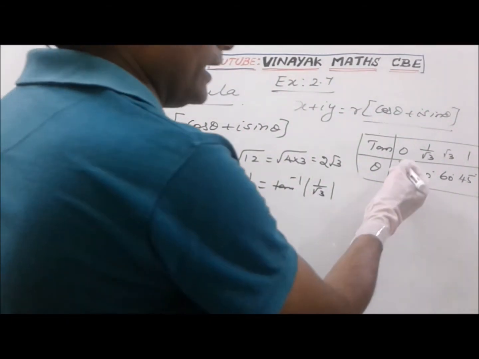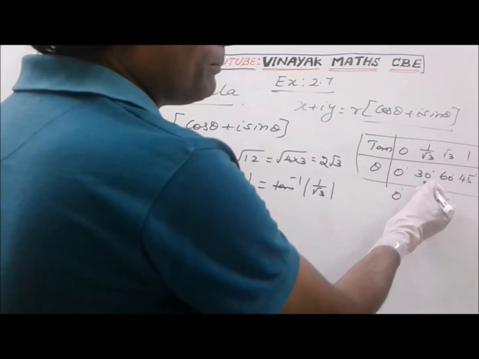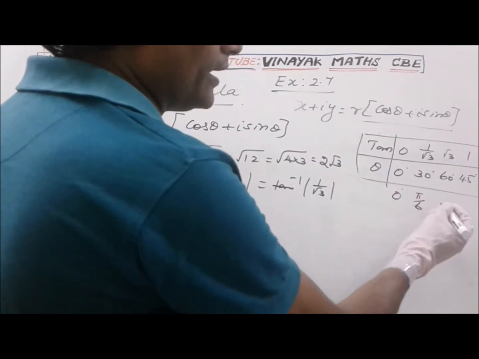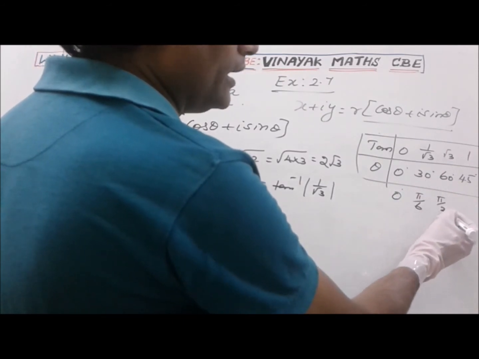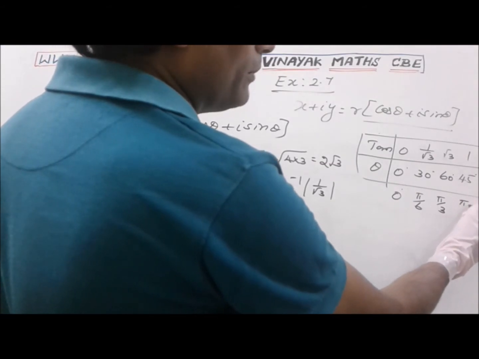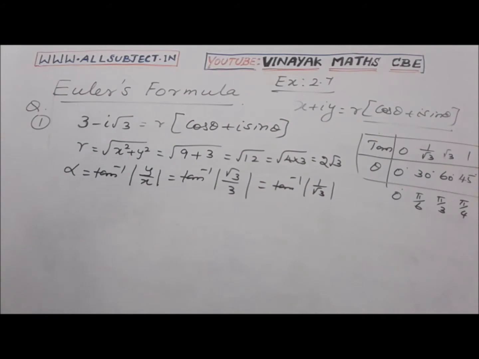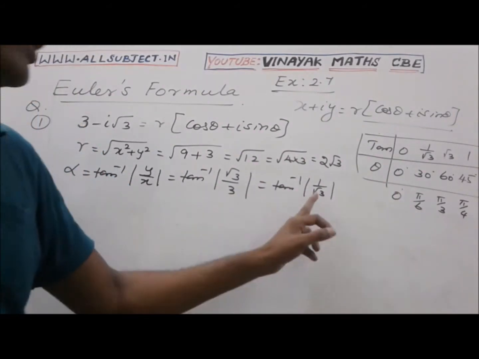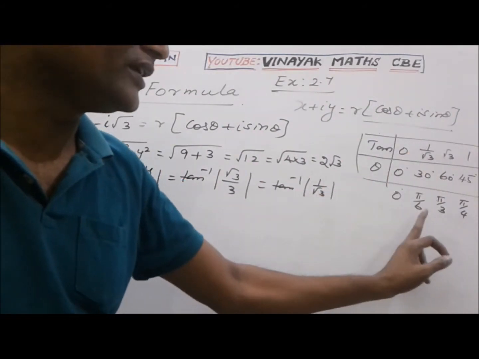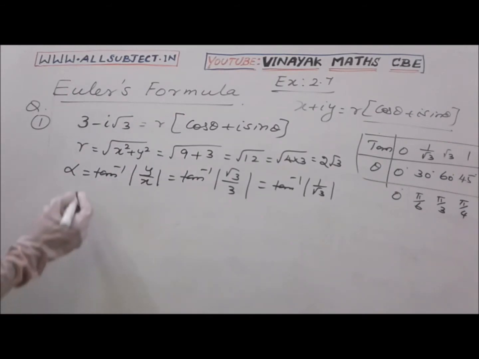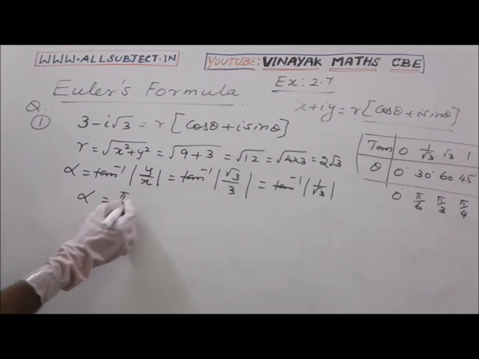These are the tan values and these are the respective angles. When we write in radians, 0 degree is 0, 30 degree is pi by 6, 60 degree is pi by 3, 45 degree is pi by 4, and 90 degree is pi by 2. So here 1 by root 3 occurs. So 1 by root 3 means it is pi by 6. So alpha equal to pi by 6.